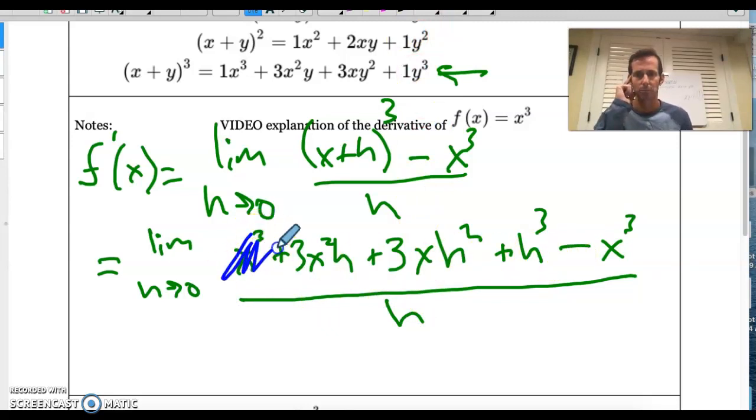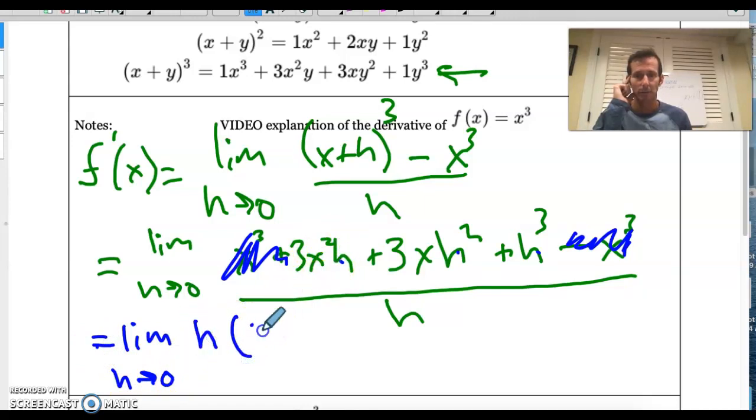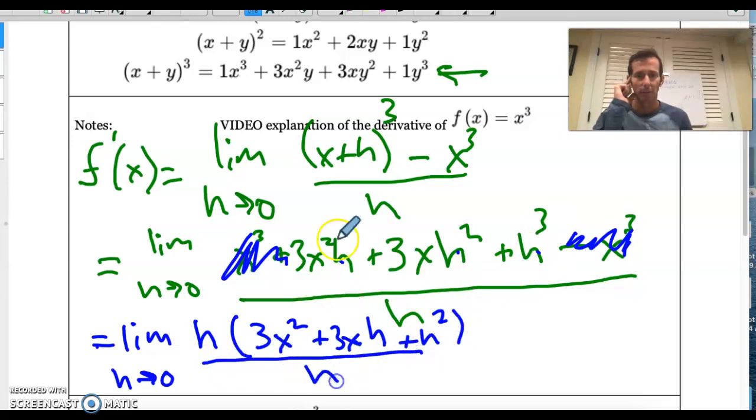Notice that this x cubed cancels with this minus x cubed, and now every term has an h in it. So if I want to continue this, I just say the limit as h approaches 0, because I've yet to plug 0 in for h. I can factor an h out of this, which would leave me 3x squared, and an h out of here, which would leave me 3xh, and an h out of here, which would leave me h squared. It's a good thing I changed colors. That's all over this h in the bottom, and once again, that's my goal, because I don't want the h down in the bottom. I want it to cancel, and it cancels here. So it's gone, and now I can take the limit.